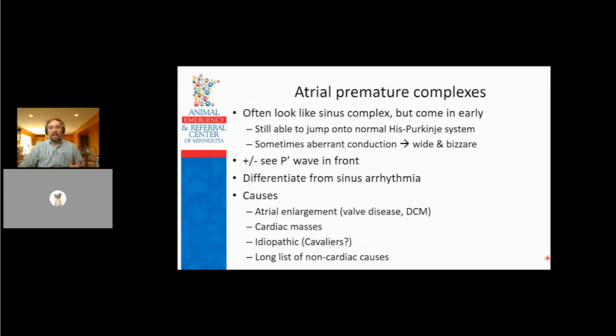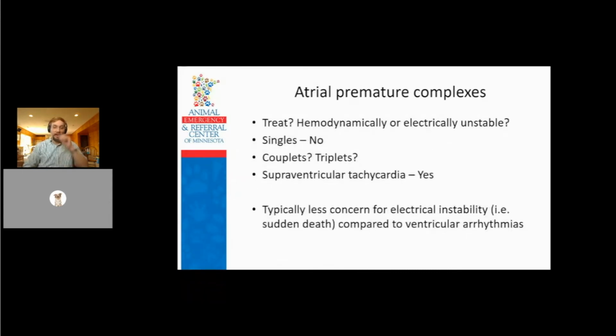Sometimes it can be hard to differentiate from a sinus arrhythmia when you get a lot of variation, faster, slower. And sometimes I don't know. But sometimes if it's like a regular rhythm, you get one that comes in really fast, that's probably an APC. So causes, again, going back to that laundry list, heart or not heart related, but I often think about, is there atrial enlargement, is there a tumor? There's some Cavaliers that have minimal heart disease, no heart enlargement, that have APCs. Anecdotally, it just seems like some Cavaliers just have APCs. But you can find it in other dogs, and then the whole long list of non-cardiogenic causes.